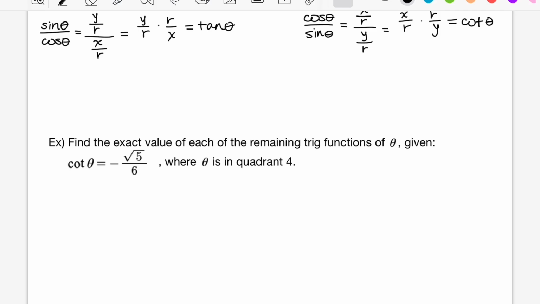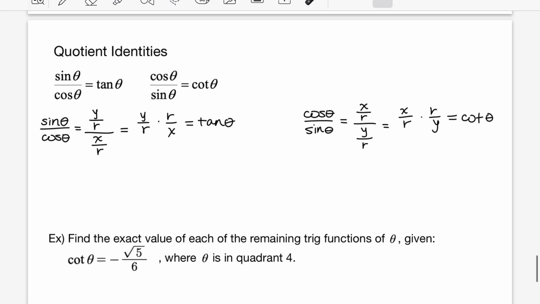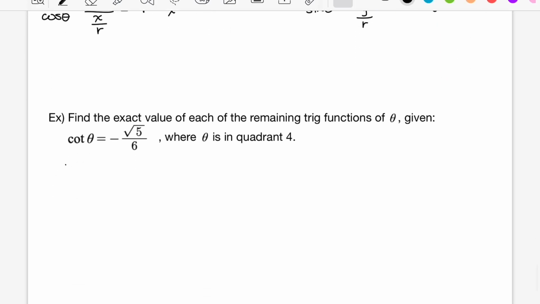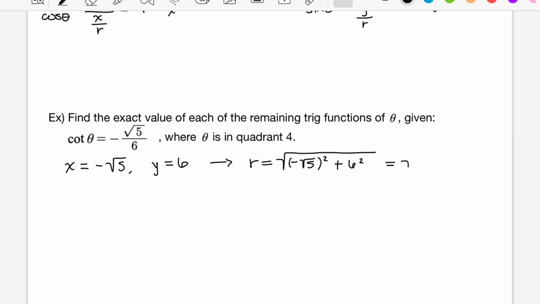So first, we know that cotangent theta is going to be cosine over sine, which is the same thing as x over y. This tells us that x then is going to be equal to negative square root 5, and y is going to be equal to 6. With this knowledge, we can find our r value. This will be the square root of negative square root 5 squared plus 6 squared. This will give us then square root of 41.